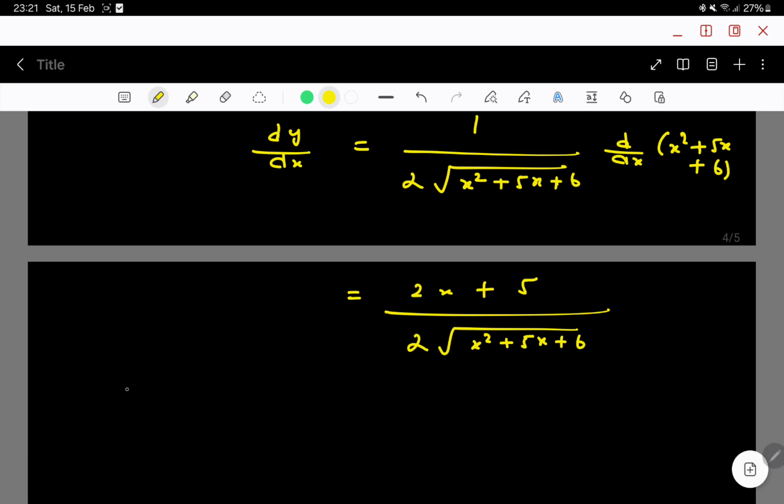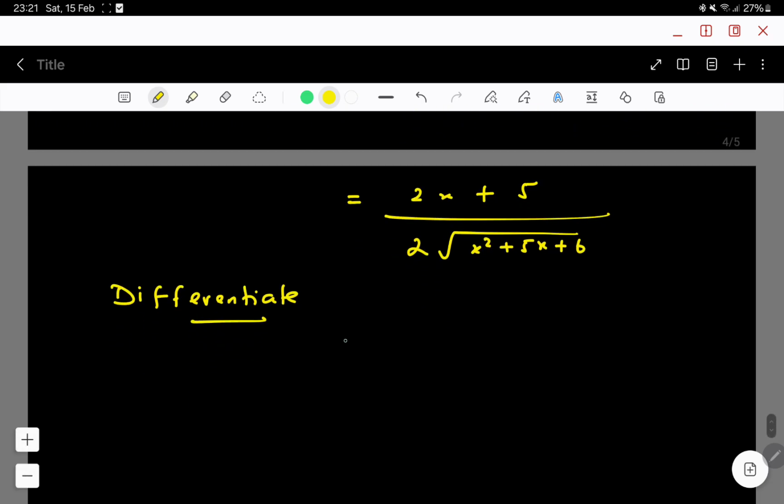If the function comes under root, we follow this rule. Okay. Next example. Differentiate square root of tan cube of x power 5.